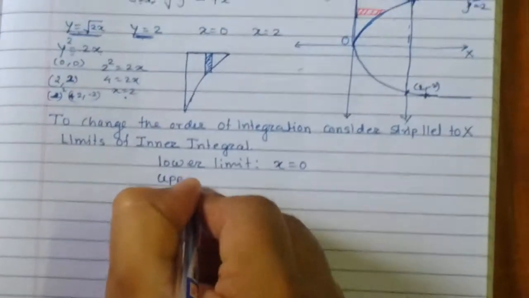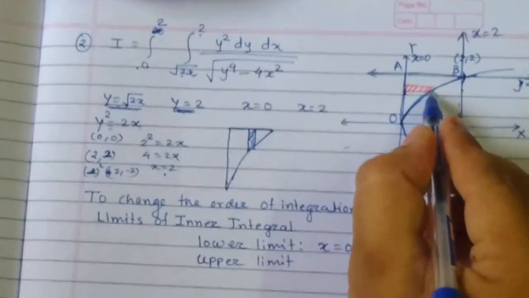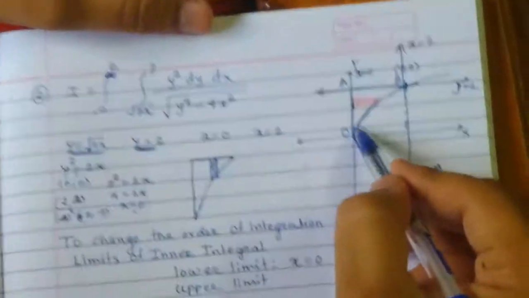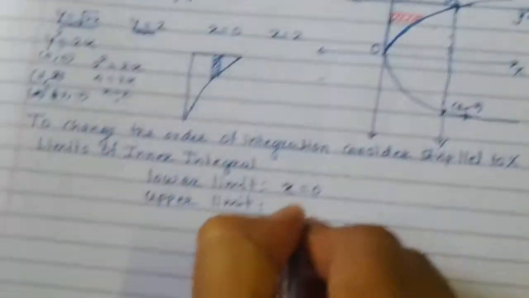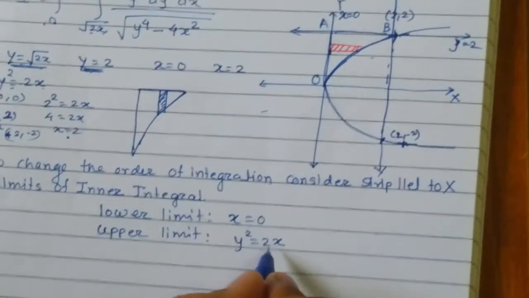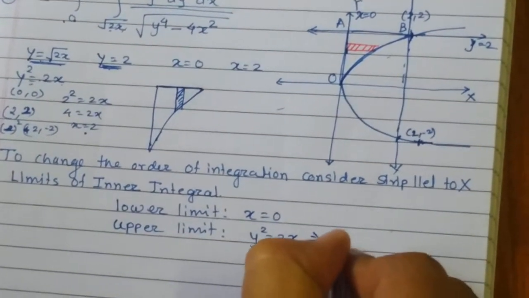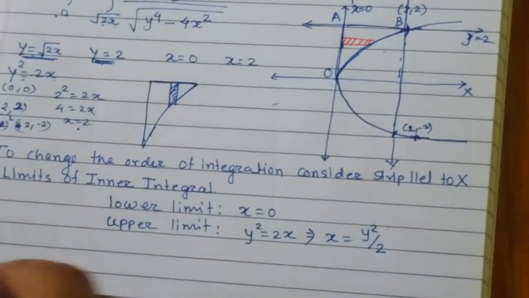Now the upper limit. In case of a horizontal strip, the upper limit is nothing but the right end of the strip. Ask the right end of the strip where you lie. It lies on the arc OB of the parabola. So what is the equation of the parabola? y square is equal to 2x. Now we need to express this equation with x in terms of y. So hence x is equal to y square upon 2. So this is your upper limit.